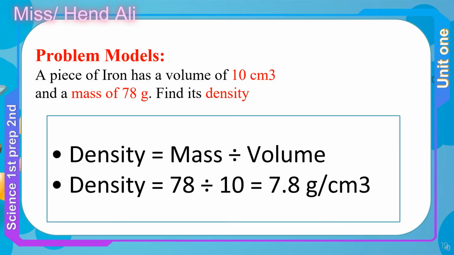Now, are you ready to help me to solve these problems? Okay, let's start. A piece of iron has a volume of 10 cubic centimeter and a mass of 78 grams. Find its density. Density equals mass over volume. So density equals 78 over 10 equals 7.8 gram per cubic centimeter.